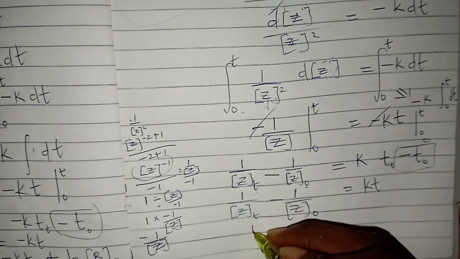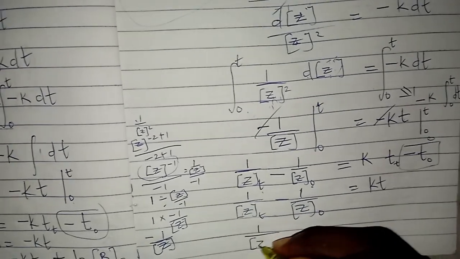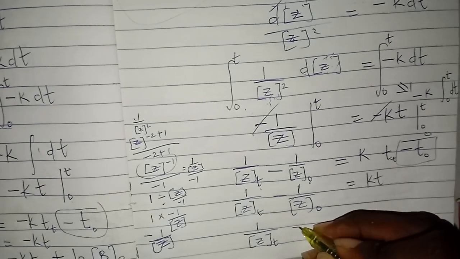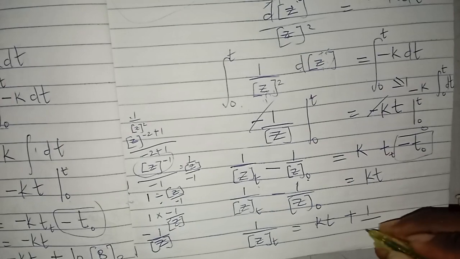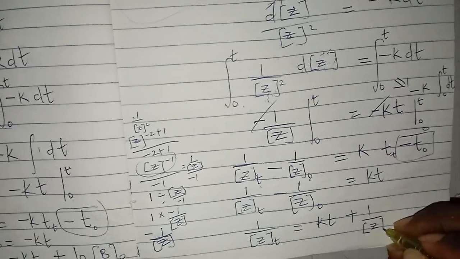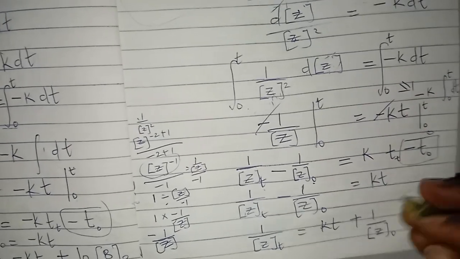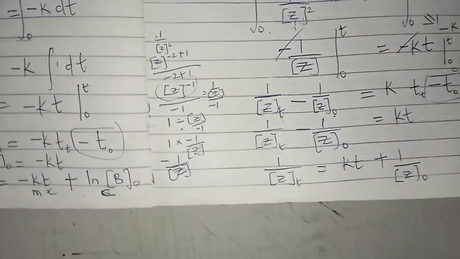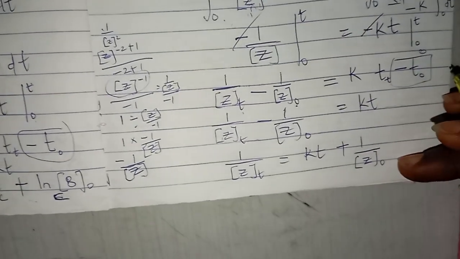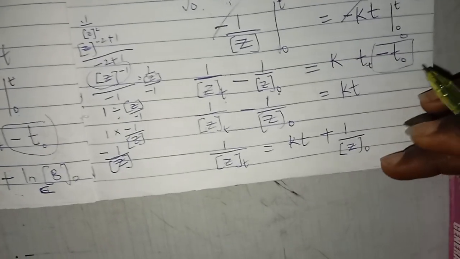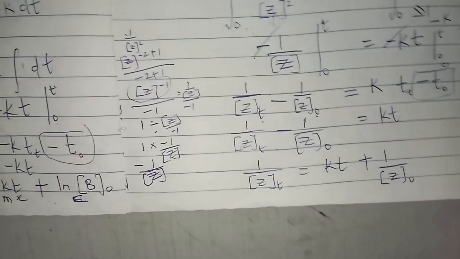So this is the same thing as saying 1 over concentration of Z at time t is equals to kt plus 1 over the initial concentration of Z. So I can leave my answer like this. You understand? I can choose to leave my answer like this, or I can still solve further.